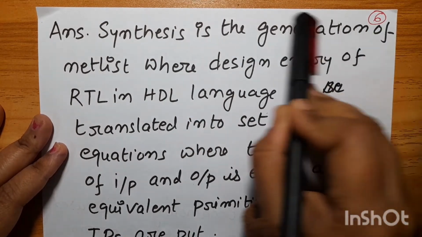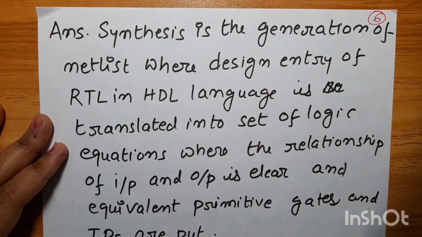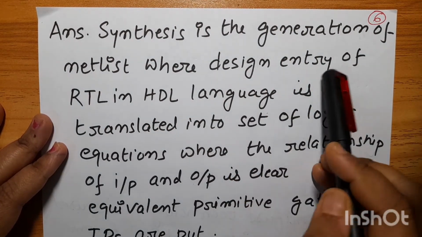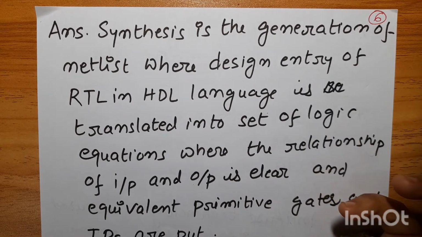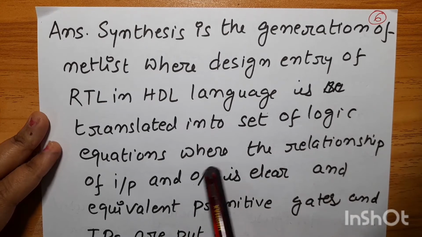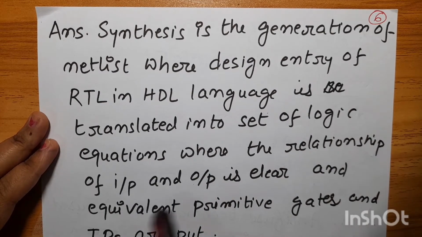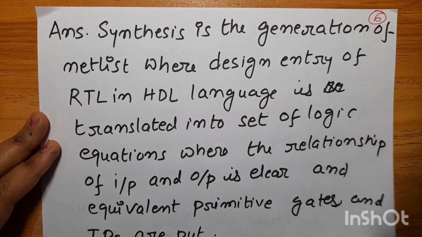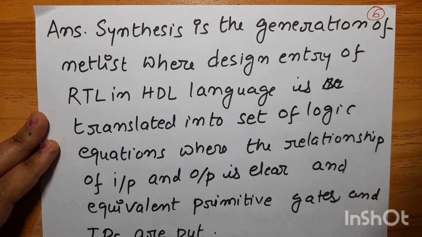It is the process of generation of the netlist where the design entry of the RTL in HDL language is translated into a set of logic equations where the relationship of the input and output is clear. And equivalent primitive gates and IPs are put. That is what synthesis does.